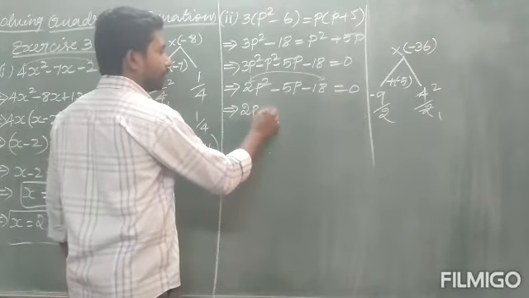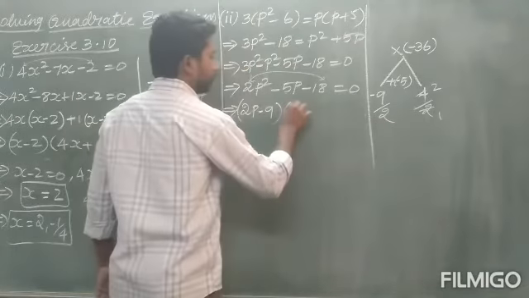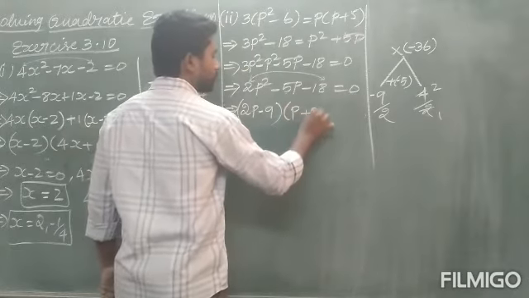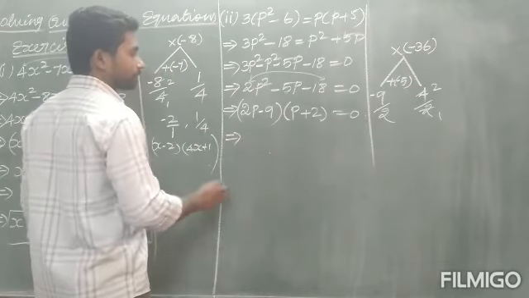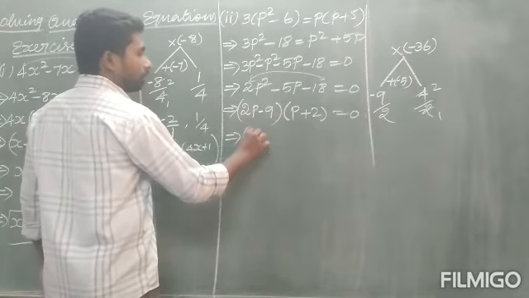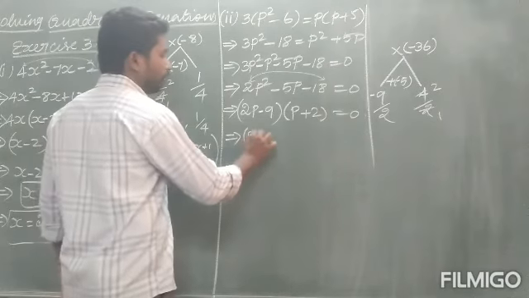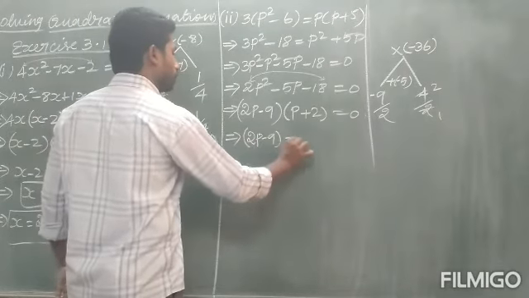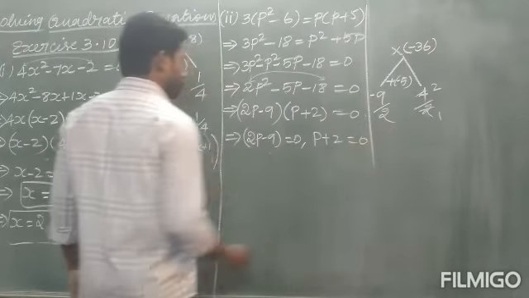2p minus 9 into p plus 2 is equal to 0. That means we have to separately put each factor equal to 0. So 2p minus 9 is equal to 0 and p plus 2 is equal to 0.